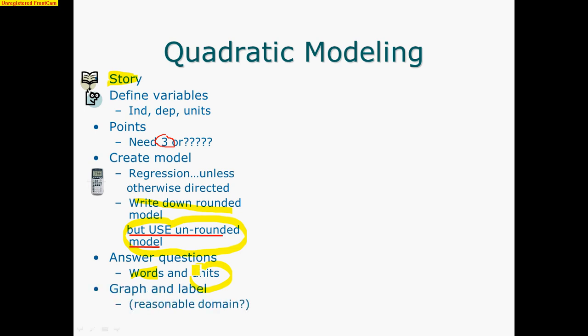Graph and label, and remember, when you graph and label, your model is quadratic. So you're going to be graphing a full quadratic that opens up or a full quadratic that opens down, unless you're asked for the reasonable domain. And if you have a reasonable domain, maybe you graph a dashed part for the unreasonable domain and solid for a reasonable.